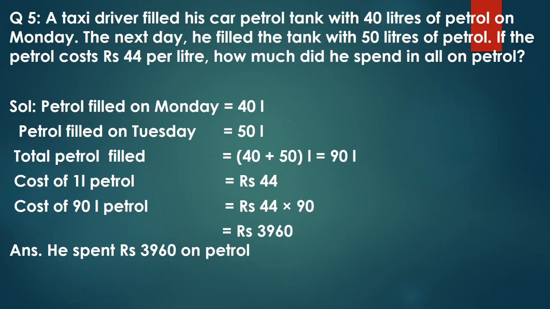So first of all we will find out how much petrol he purchased in both the days. Now see the solution. Petrol filled on Monday 40 liters, petrol filled on Tuesday 50 liters, total petrol filled 40 liters plus 50 liters, that is 90 liters. Now the cost of 1 liter of petrol is given as rupees 44, and the cost of 90 liters of petrol is rupees 44 multiplied by 90, that is rupees 3,960.